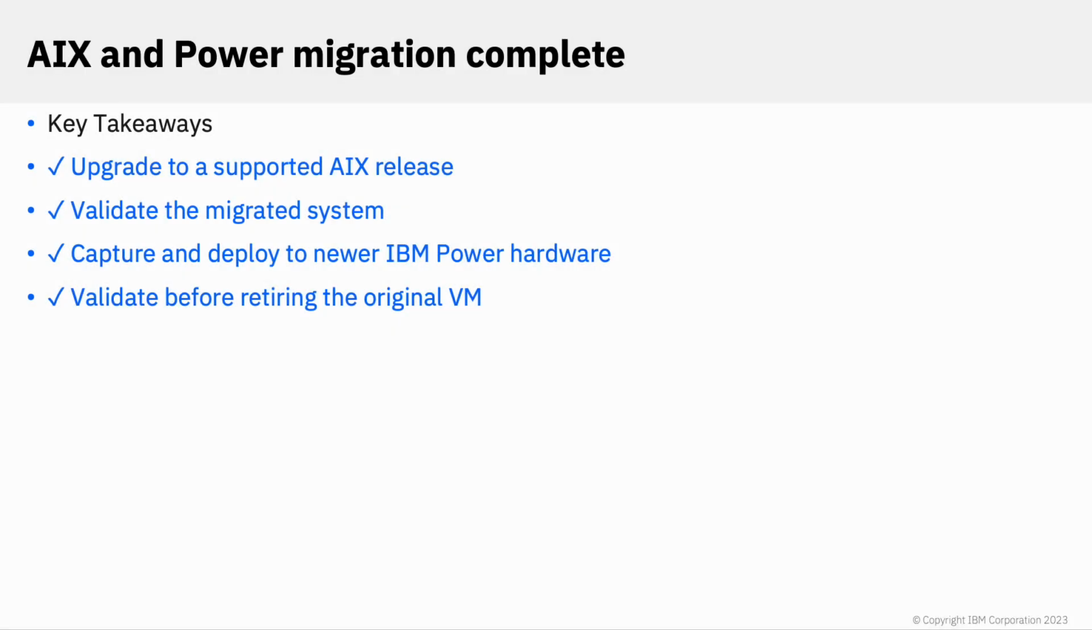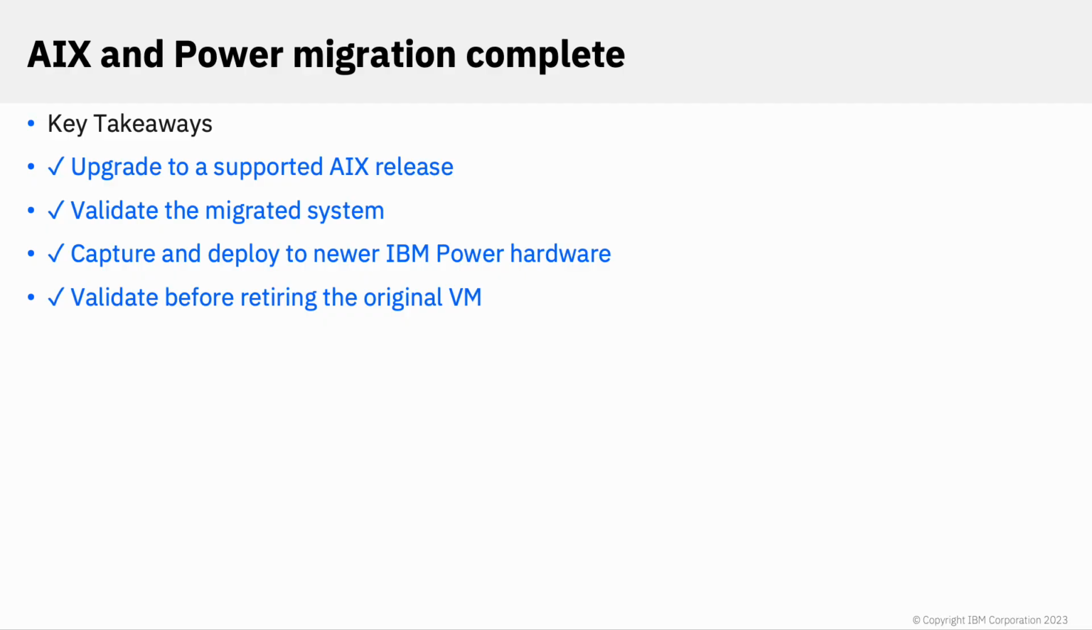At this point, we've completed the migration process described in the support article. We upgraded an older AIX release using NIM, we captured the migrated virtual machine and deployed it onto new hardware in the PowerVS environment. We then validated that everything was working as expected.